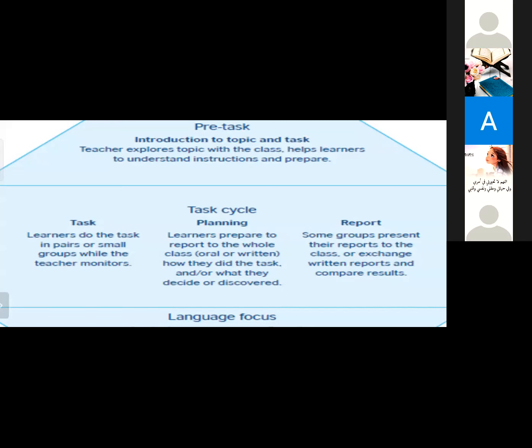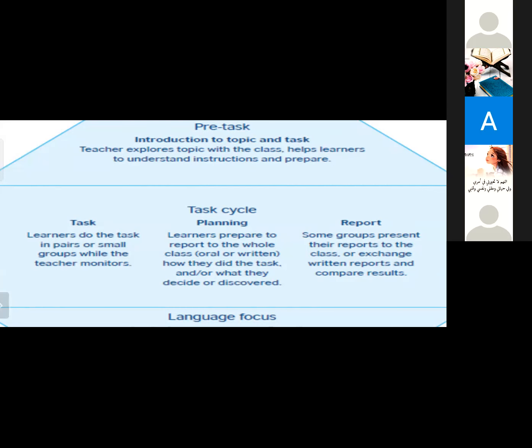And here are the other stages. The second stage, task, which we call the task cycle. We have first the task itself. Here, learners do the task in pairs or small groups while the teacher monitors, and this is very important. The second step is planning. Learners here, if you notice, so all the task is done by the learners. The teacher is only a monitor.